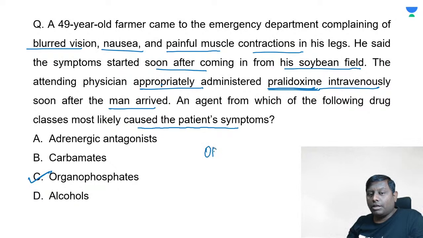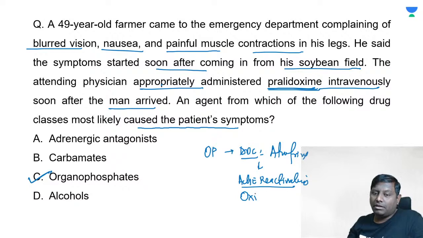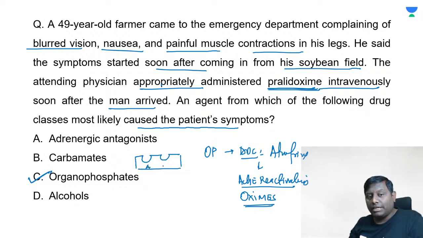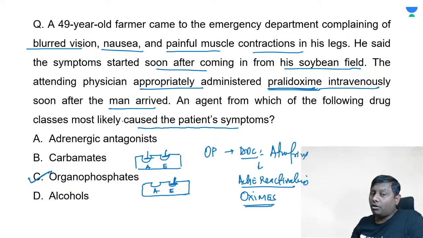In organophosphate poisoning, usually the drug of choice is going to be atropine, and after atropine you can use an acetylcholinesterase reactivator, and the name of the acetylcholinesterase reactivator is oximes, which includes drugs like pralidoxime and obidoxime. Now carbamates occupy both sites on acetylcholinesterase, anionic and esteric. Compared to organophosphate, where only the esteric site is occupied and the anionic site is vacant. That is why in carbamate poisoning, this drug will not be effective.